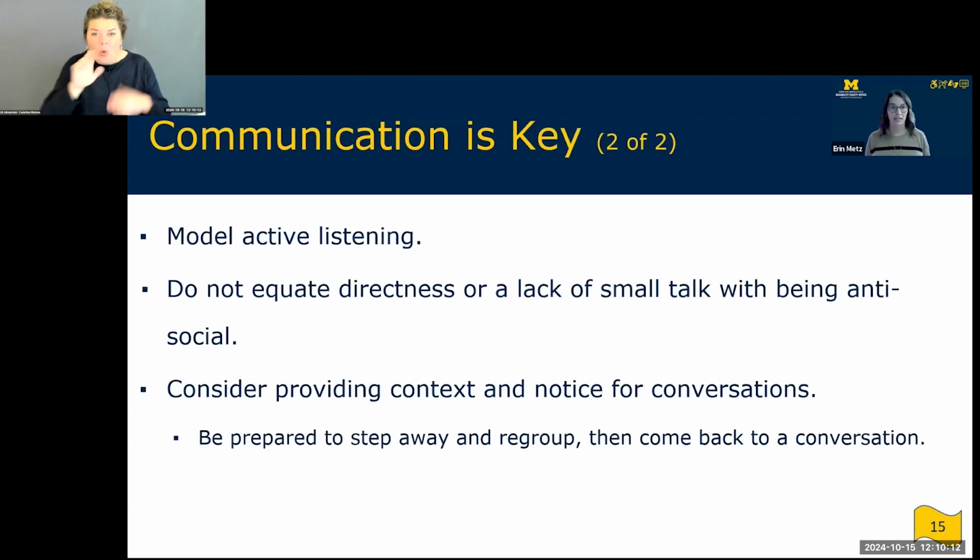We can also model active listening. And we do not want to equate directness or a lack of small talk with being antisocial. And we can also consider providing context or notice for conversations and be prepared to take a step away, to regroup, to think about what we want to say, and then come back to our conversation.